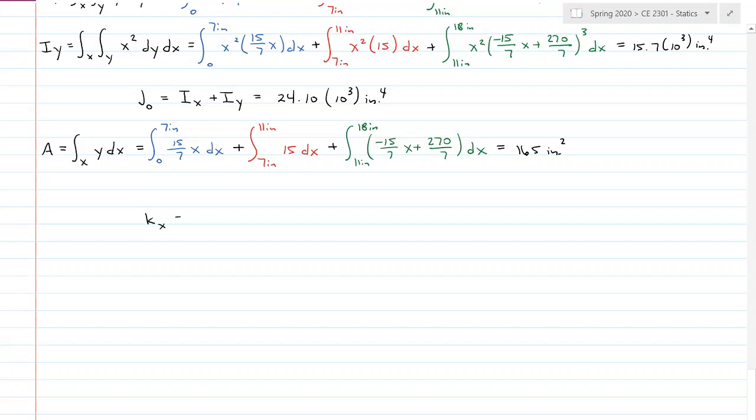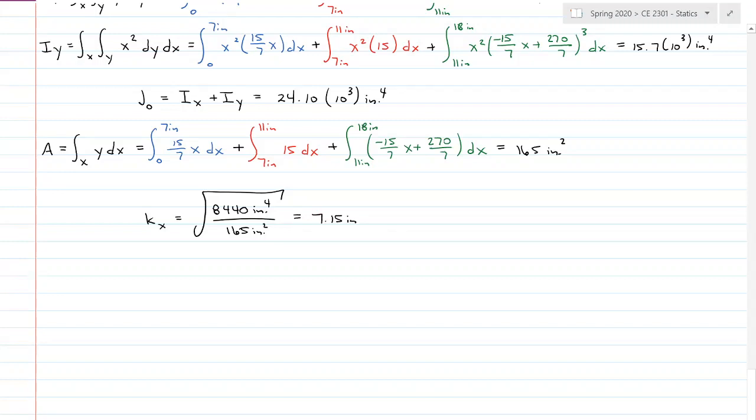Radius of gyration x is equal to the square root of Ix, which is 8,440 inches to the fourth, divided by my area, 165 inches squared, and that is going to give us 7.15 inches.